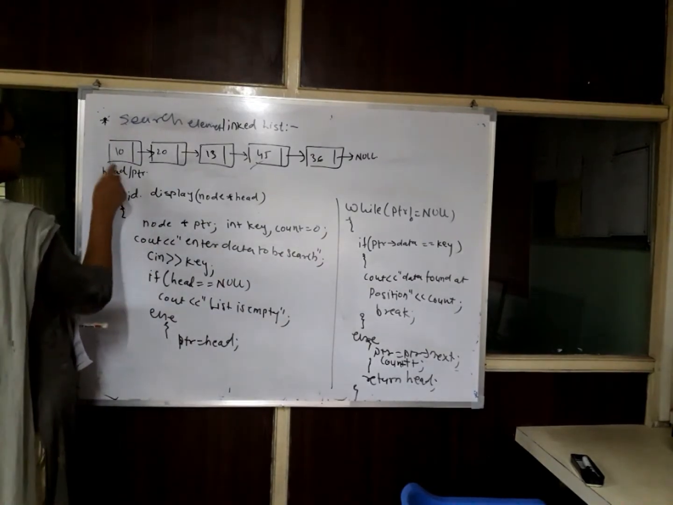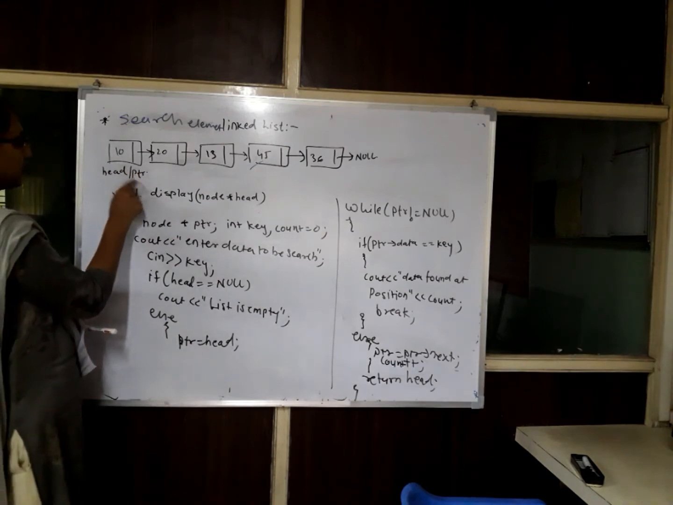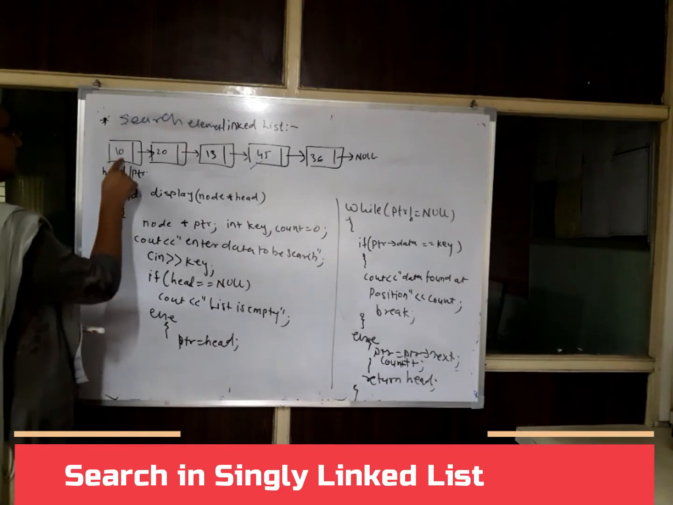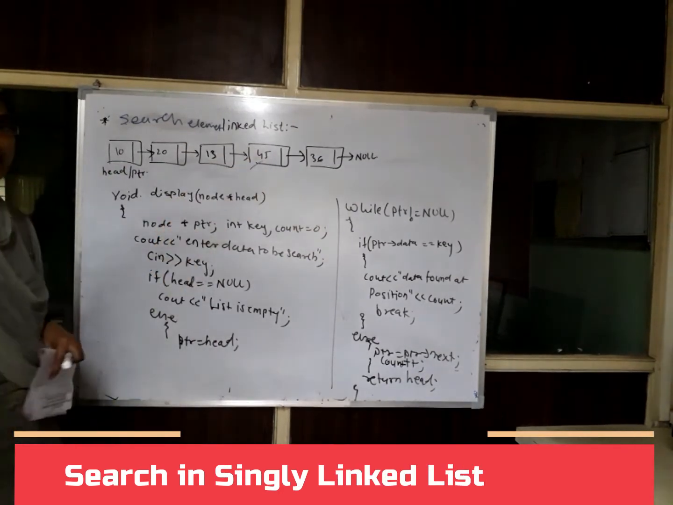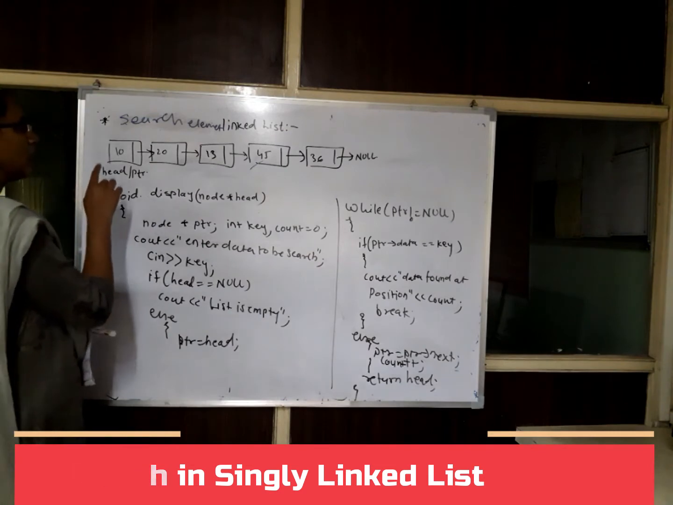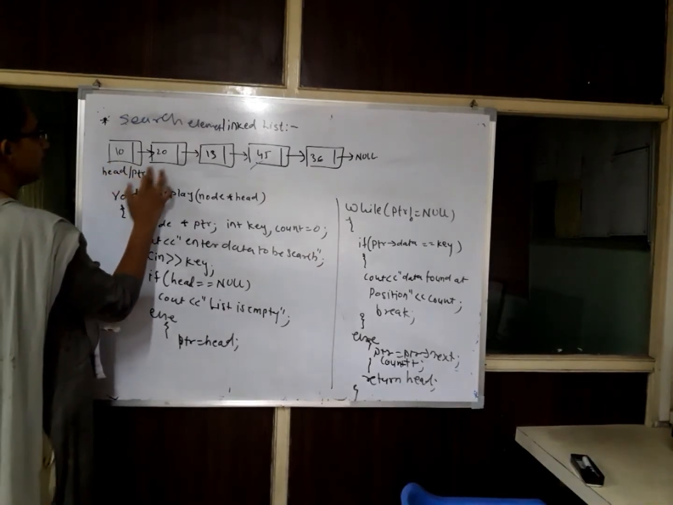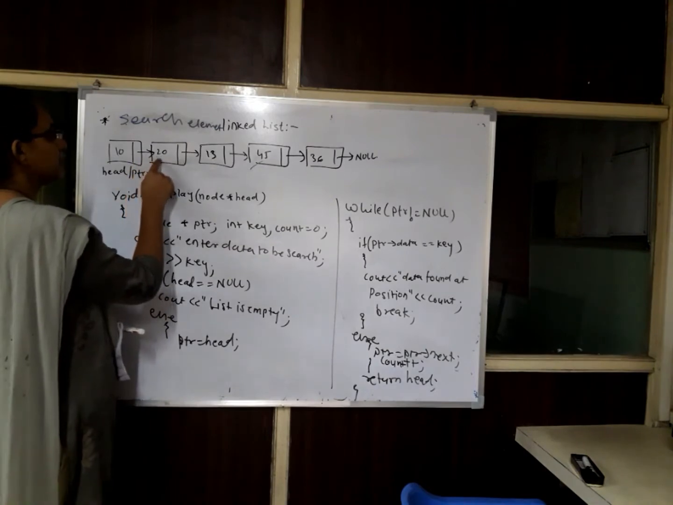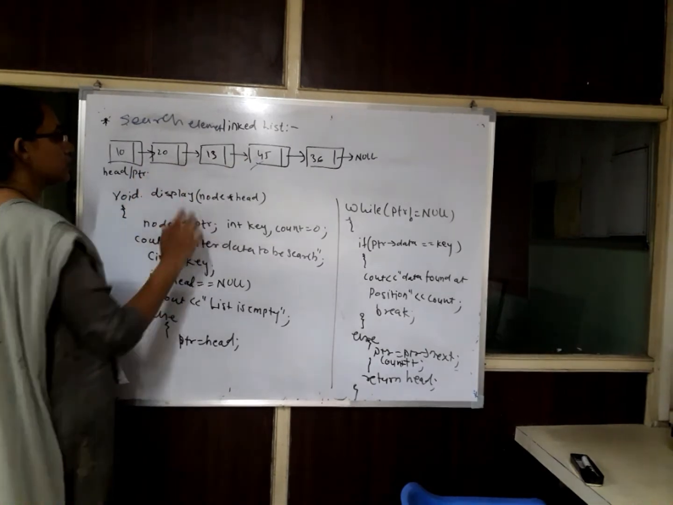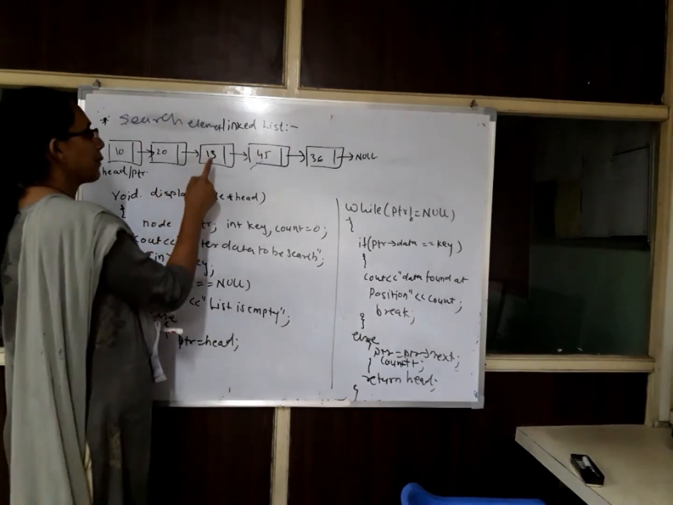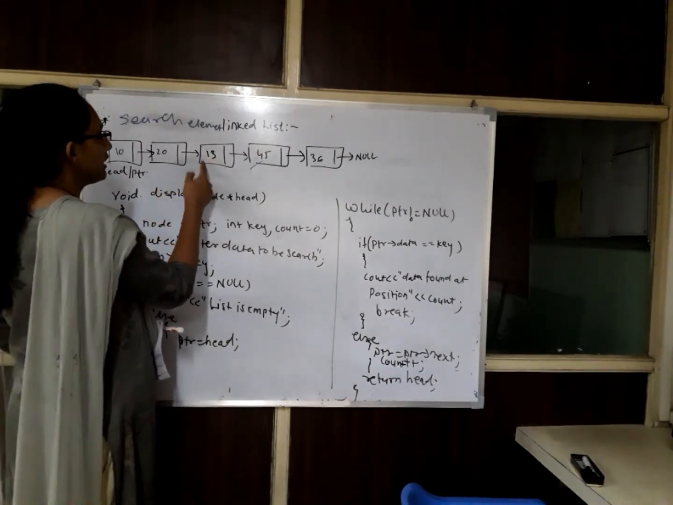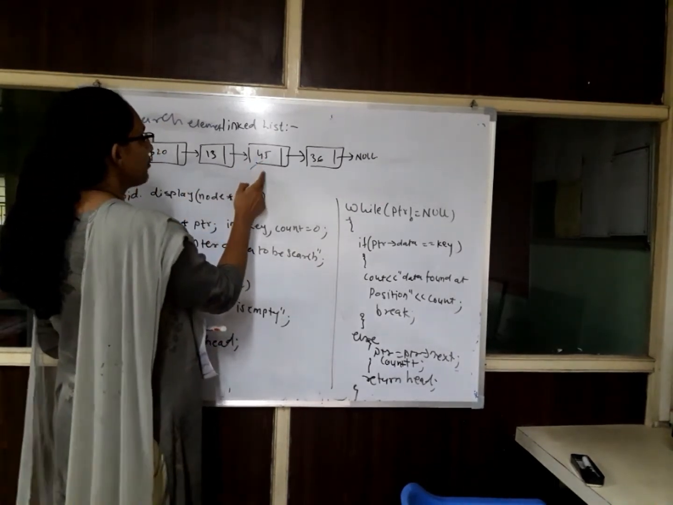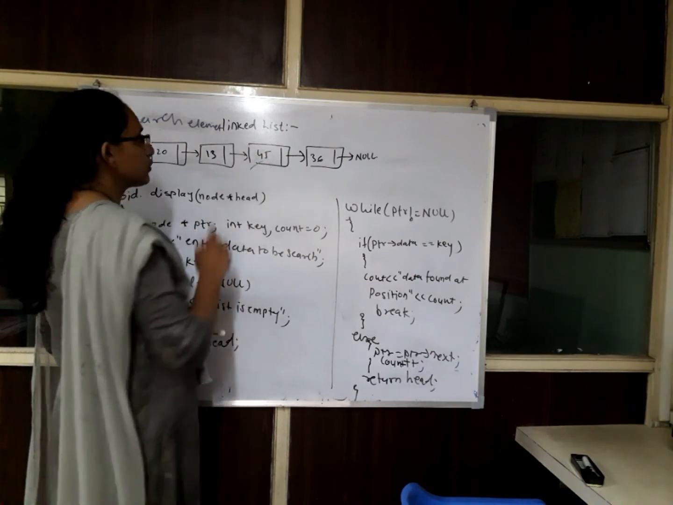The address of the first node is stored in one temporary pointer variable ptr. Then every time I will check whether ptr data is equal to the value that I want to search. If it is not, then ptr moves to the next. Again check whether ptr data is equal to the value I want to search. No, then move the ptr. Again check. No, then move to the next.